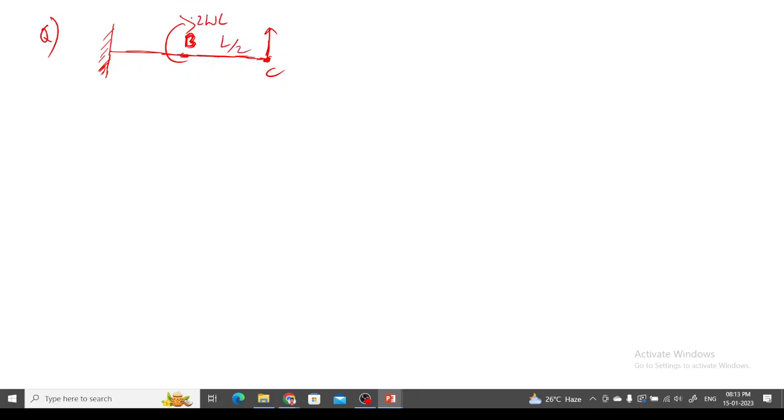This moment is 2WL, and this length is L. This is point A, and you have to calculate what is theta c and what is yc. Can you first draw the bending moment diagram? The value of load at C is W. Can you draw the bending moment diagram? Here the bending moment diagram and the M by EI diagram are the same, since EI is constant throughout.